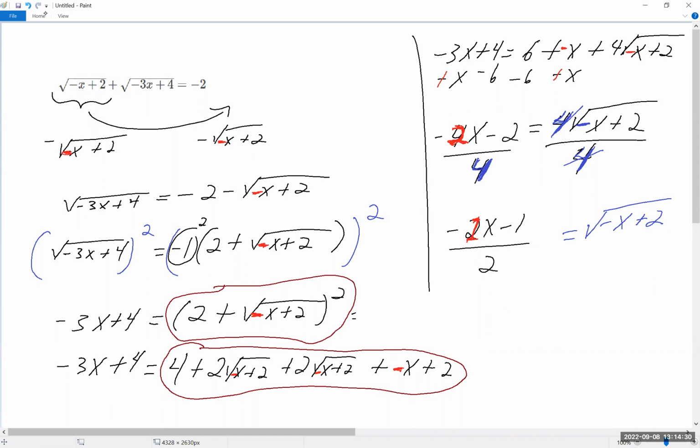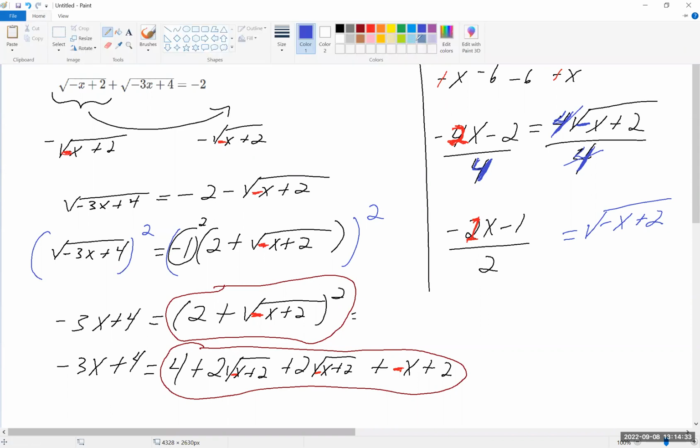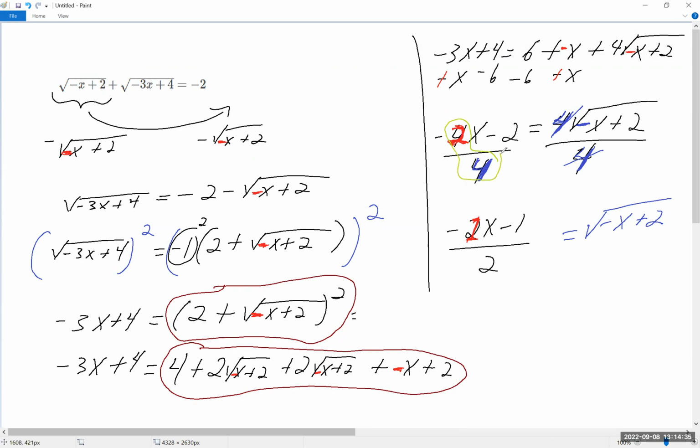let me see. 2/4 reduces to 1/2. So this is 1/2. And the same over here. 2/4 gives me 1/2. So in other words, this is negative x minus 1/2.